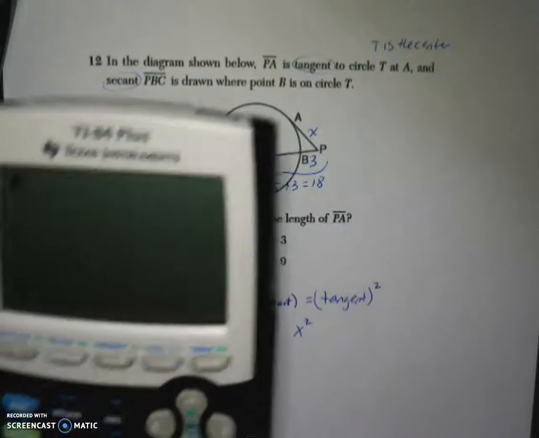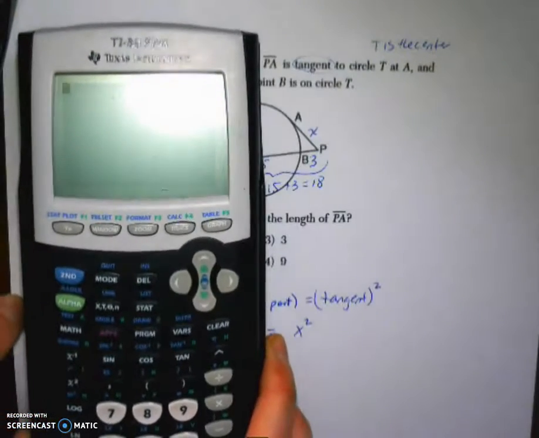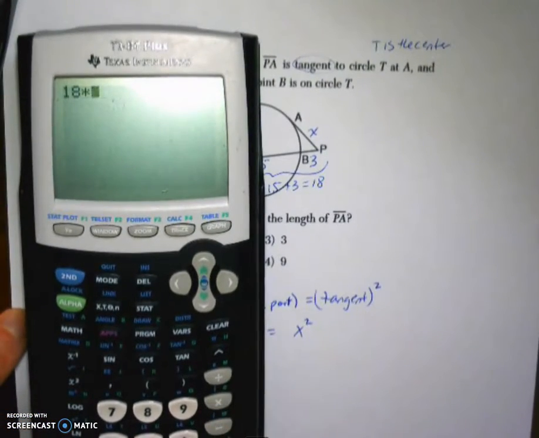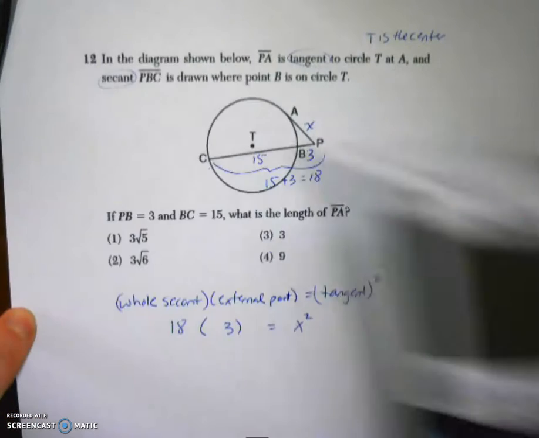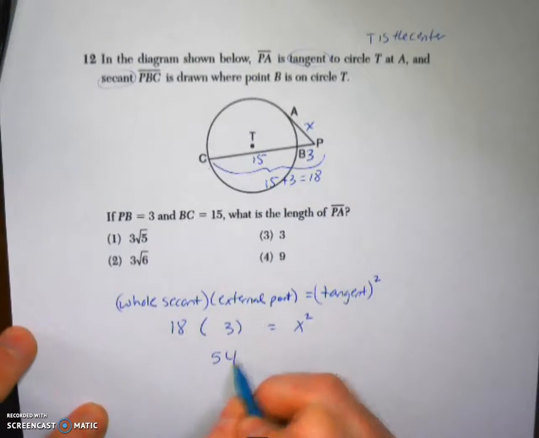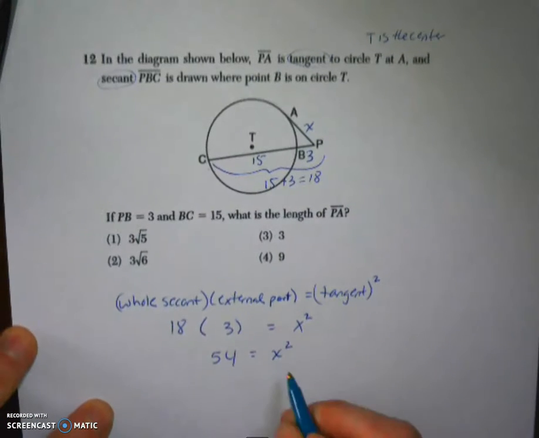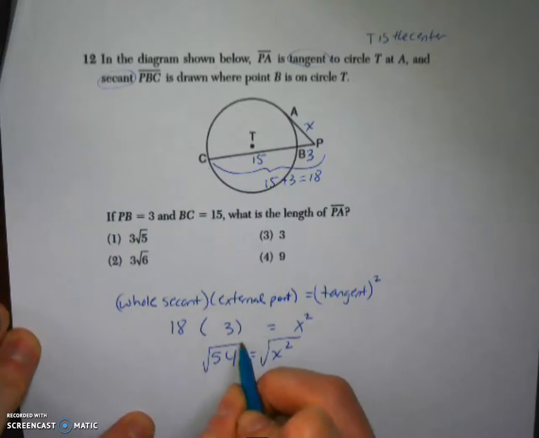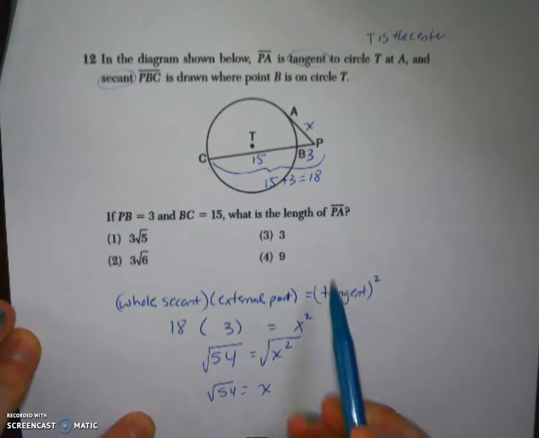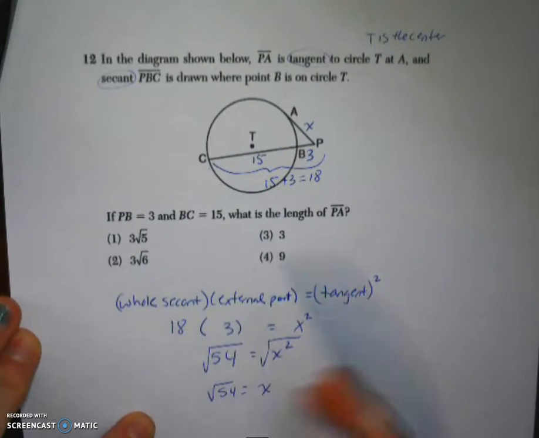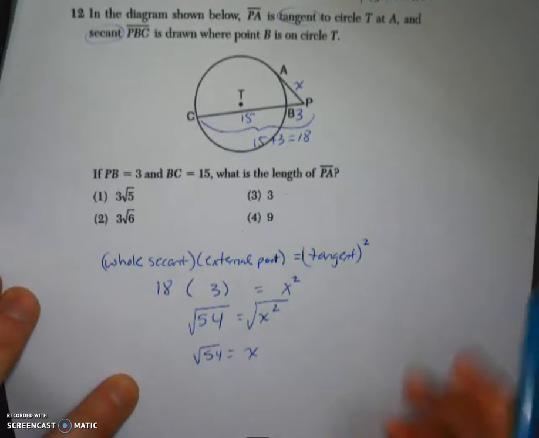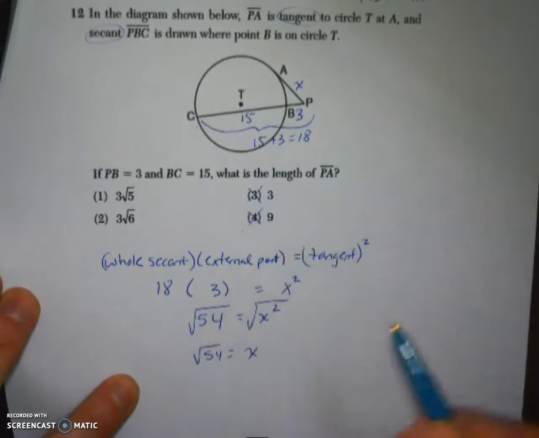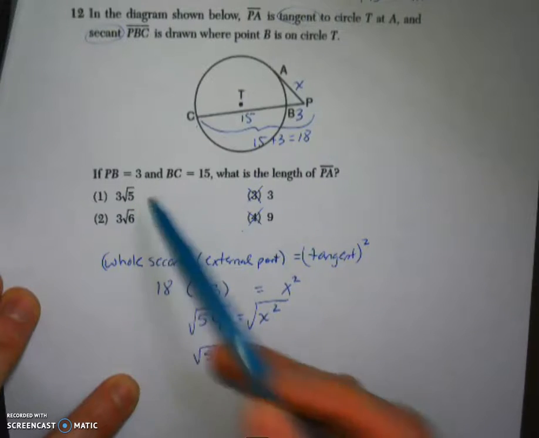And now we're going to take our calculator, and I'm going to put in 18 times 3, and that gives me 54. So now I know that 54 is equal to x squared, and to solve for x, the opposite of squaring is square rooting. So it's the square root of 54 is equal to x. So this is multiple choice, and that's not one of my answers. So now I know that it can't be choice 3 and it can't be choice 4. So there's a 50-50 chance here.